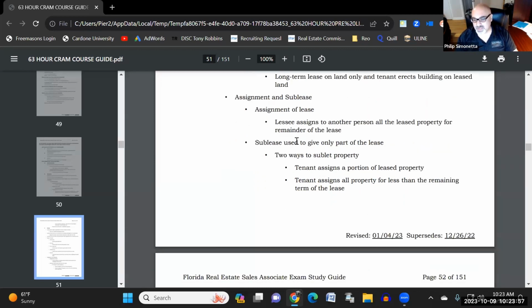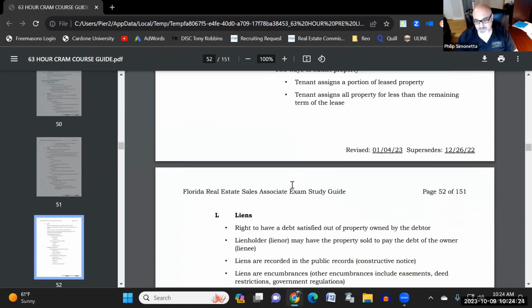And then you have a sublease, and that's used to give only part of the lease. There are 2 ways to sublet. The tenant assigns a portion of the leased property, like an office within a building, or a tenant assigns all the property for less than the remaining term of the lease. So you have 5 years left. You lease it to somebody for 4.5 years. They take it, they pay it. You're still responsible. And then they move out and you go back in before you give it back. That's the 2 ways to sublet. Okay.